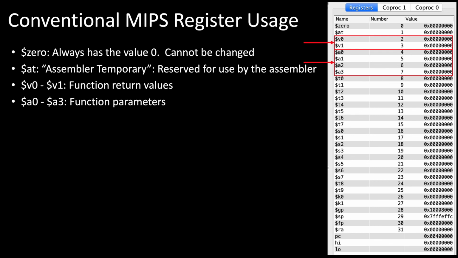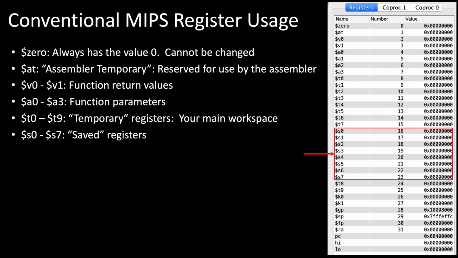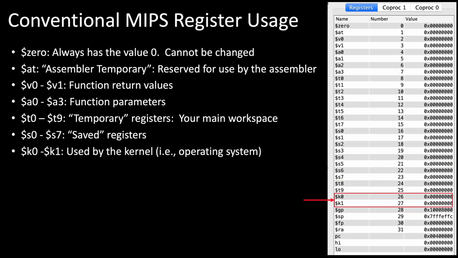The temporary or T registers are your main workspace. For the most part, these are the registers you'll use to store variables and other temporary data. The saved or S registers are used to protect data when you call a function. We'll say a lot more about that in the video on functions. K0 and K1 are used by the kernel, which is part of the operating system. We won't do much with that in this course.